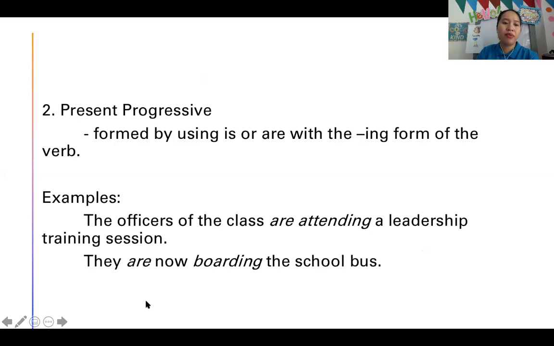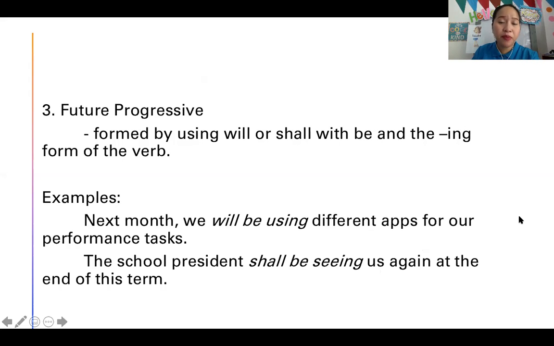Next, they are now boarding the school bus. So they are. Since they is plural, you're going to use are. And we have the verb board plus ing form becomes boarding. So they are now boarding the school bus. Follow? Okay. Next, we have future progressive.